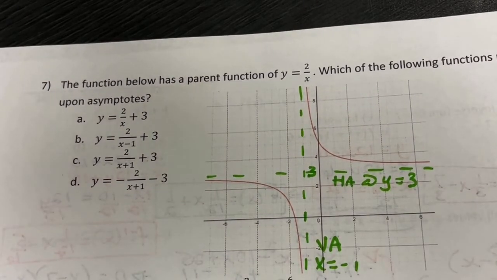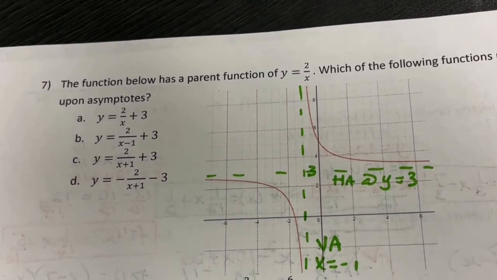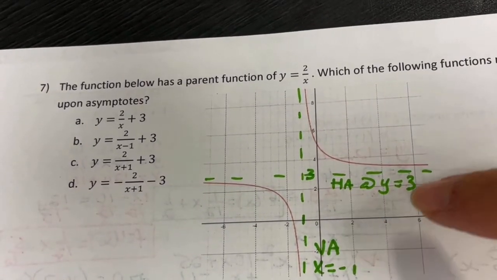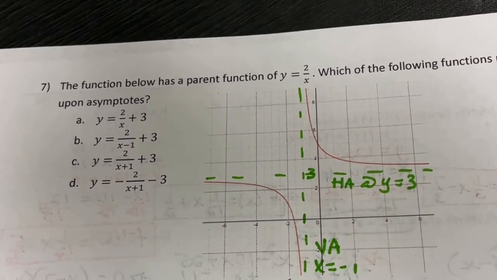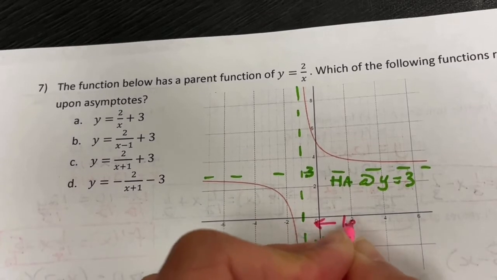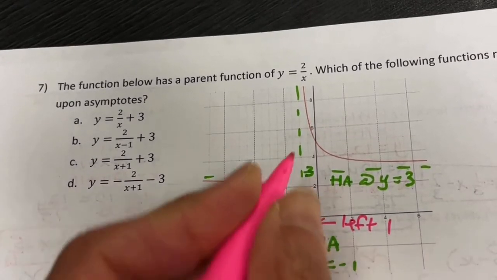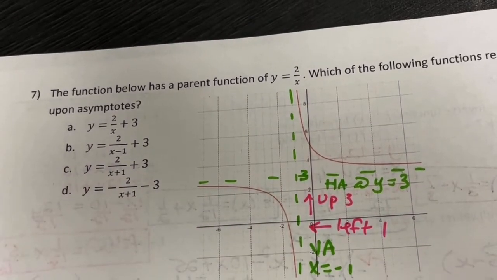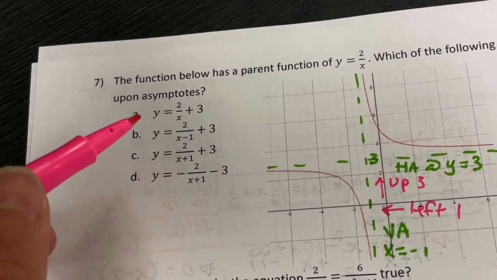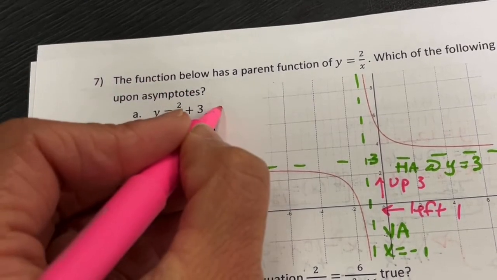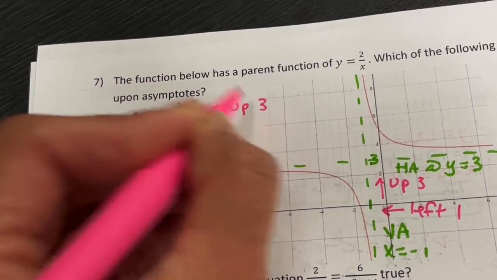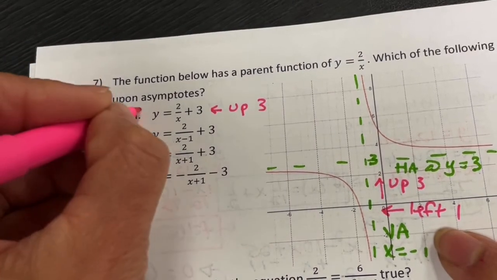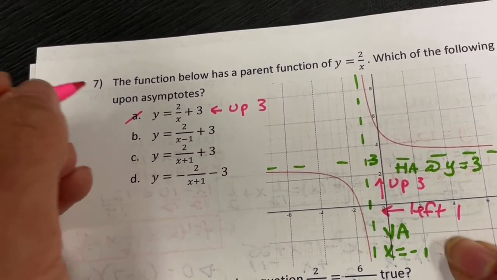Okay. So what this means is, remember, the parent function always starts with a vertical asymptote at x equals 0 and a horizontal asymptote at y equals 0, the origin pretty much. So this one moved to the left 1 unit and it moved up 3 units. So we need to pick the one that shows that it went up 3 and left 1. This one only goes up 3. That's it. So it's not it because I need it to go left 1 and up 3.